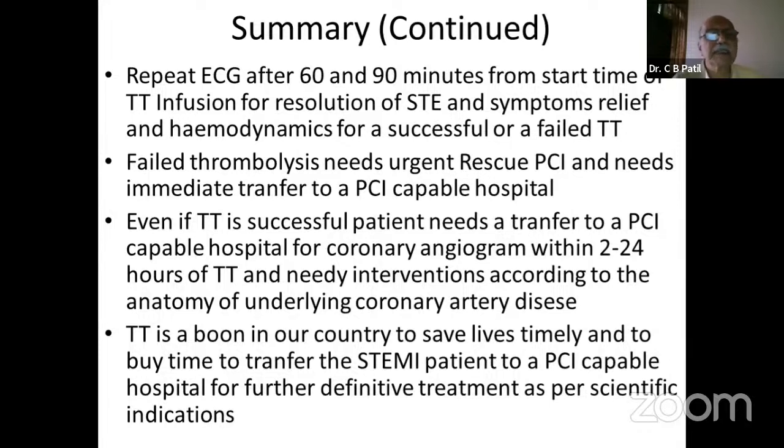Even if thrombolysis is successful, the patient needs a transfer to a PCI capable hospital for coronary angiogram within 2 to 24 hours of thrombolytic therapy, and needed interventions according to the anatomy of the underlying coronary artery disease. Thrombolytic therapy is a boon in our country to save lives in time and to buy time to transfer the STEMI patient to a PCI capable hospital for further management as per scientific indications.